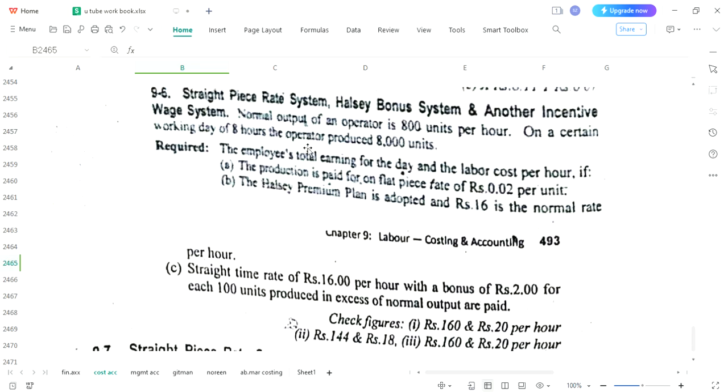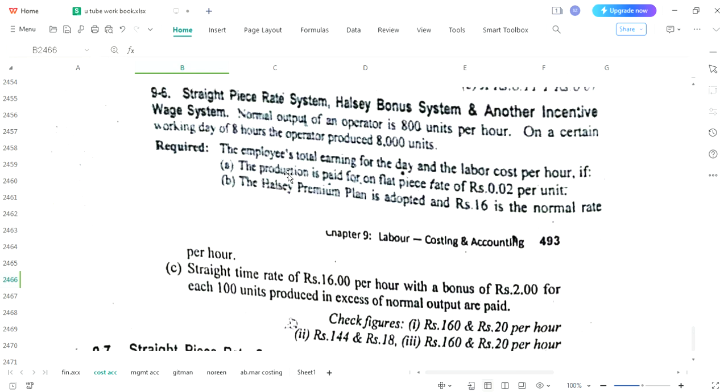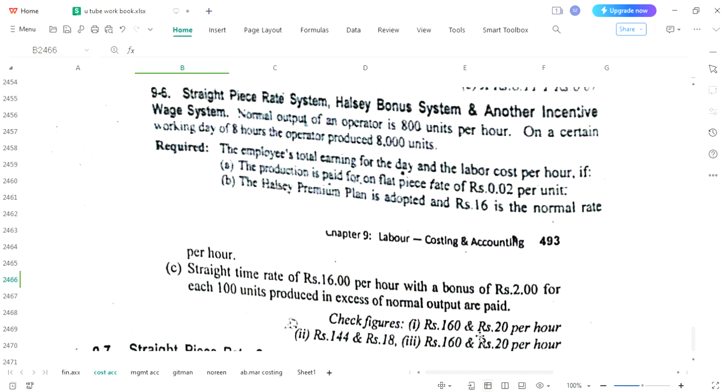So the worker, the operator, produced 8000 units, and it would be multiplied by the per piece rate, which is mentioned in the requirement: production is paid a flat piece rate of 0.02 per unit. The rate is also described as 0.02. The statement is completed. Now we can calculate 8000 units multiplied by 0.02, so we have got our first answer, which is 160.